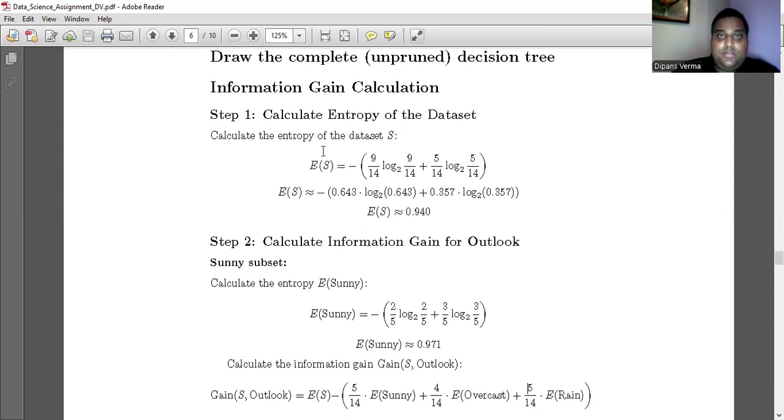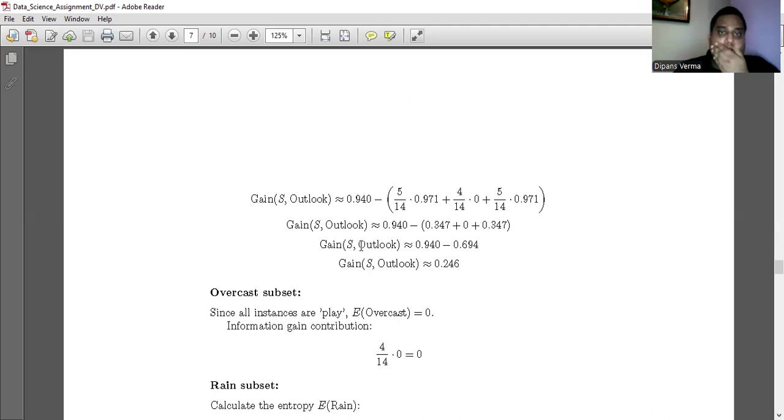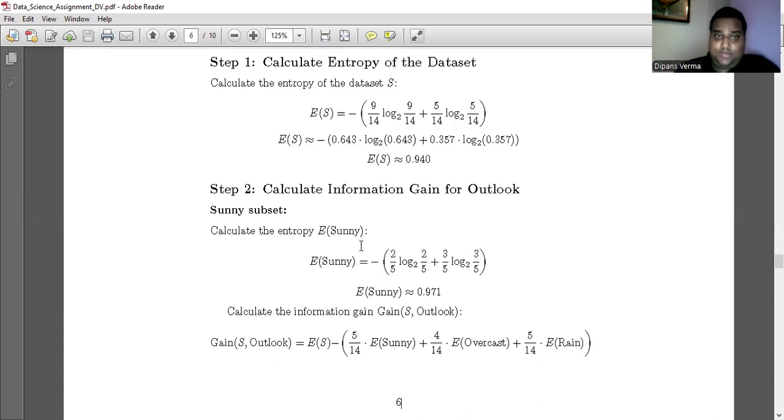So information gain for outlook, sunny subset. You can calculate the entropy for sunny, you will get 0.971. And you can calculate the overcast subset, that is nothing but 0. Because we have only play, we don't have any don't play, right? So that's why.